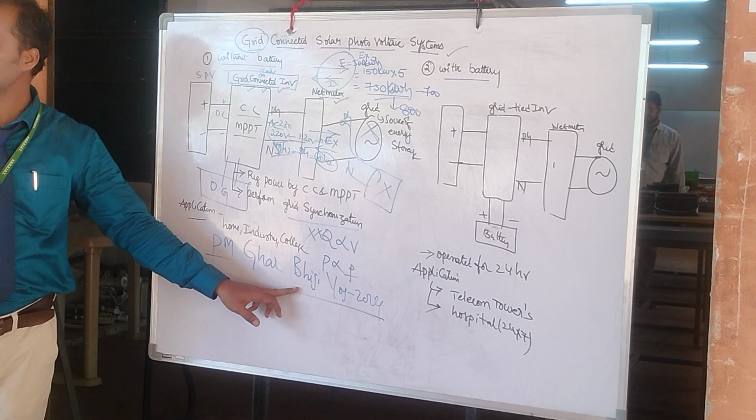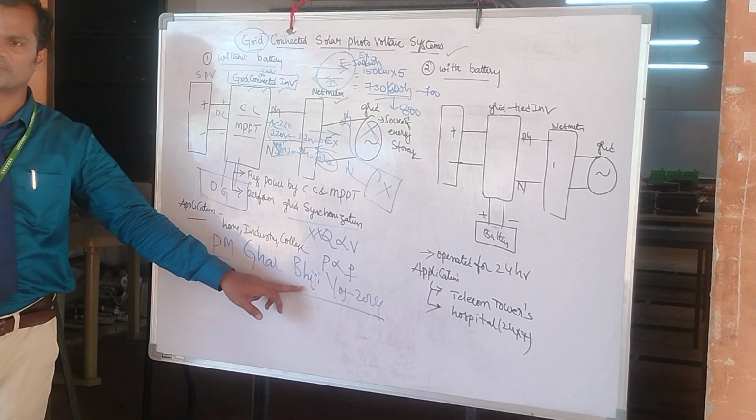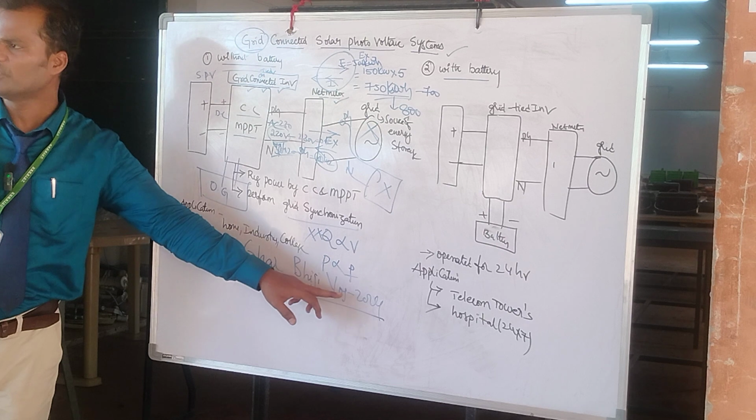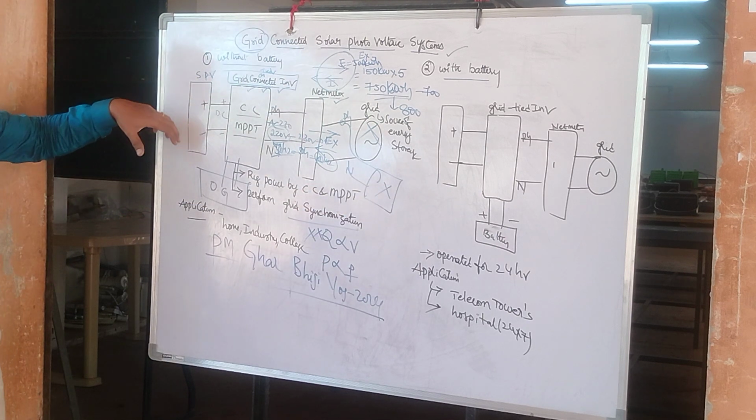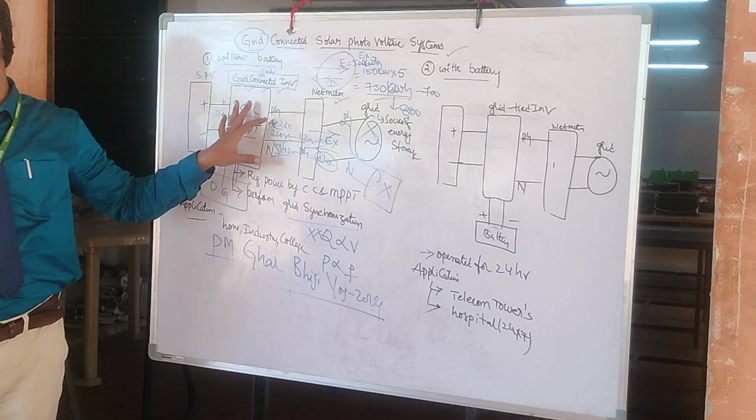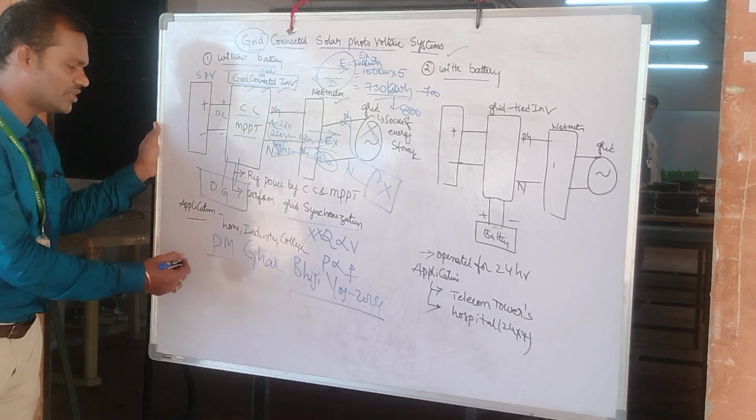All this PM Ghar Bijli Yojana scheme is an on-grid system but without battery. So coming to the next classification, with battery, the same configuration that I repeated here, you are going to have the same.